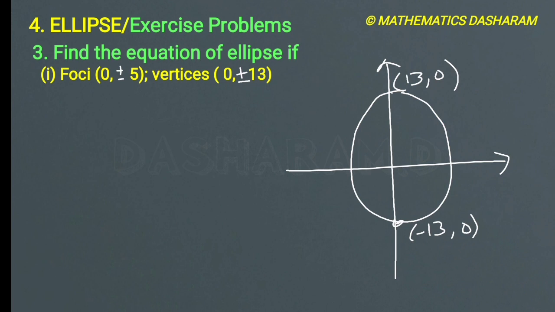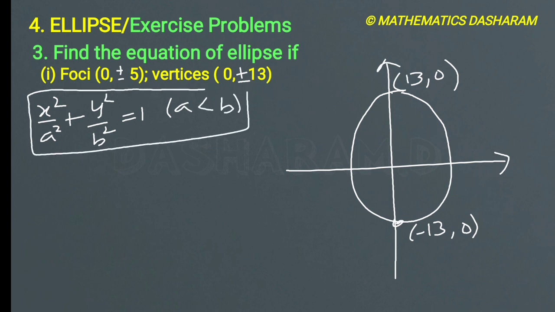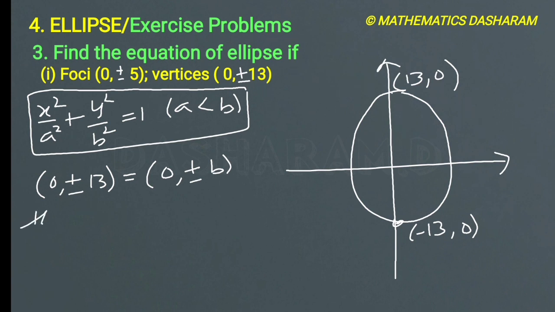In this case the standard form of an ellipse is x square divided by a square plus y square divided by b square equals 1, where a is less than b. So let us find the a and b values. Here vertices are given as 0 comma plus or minus 13. When a is less than b, the vertices are 0 comma plus or minus b. So then b value will become 13.